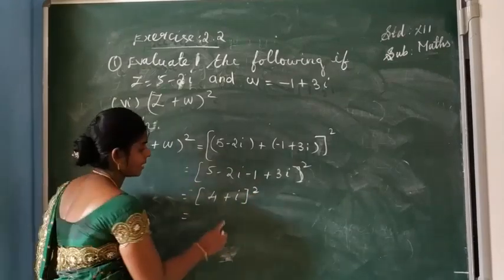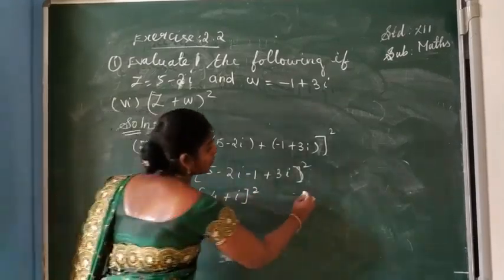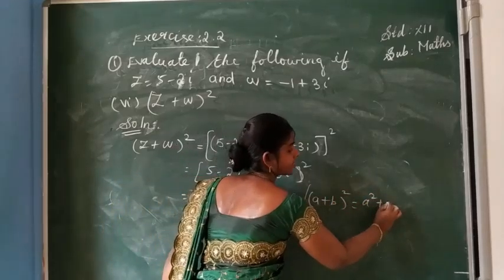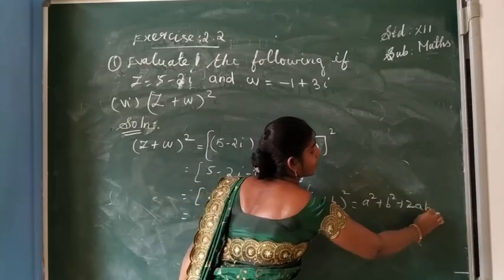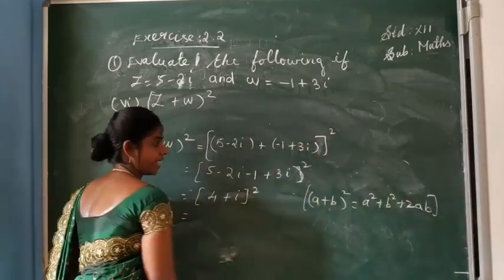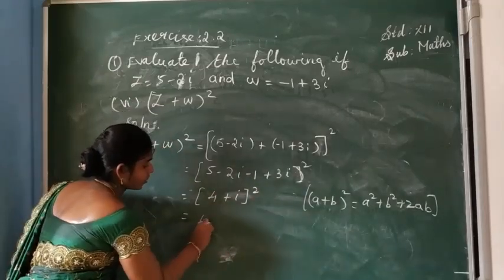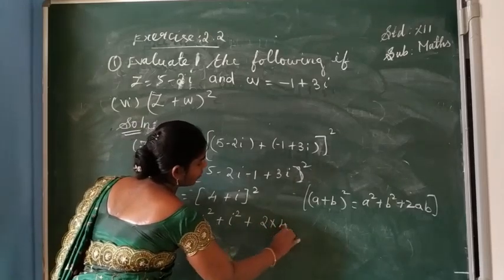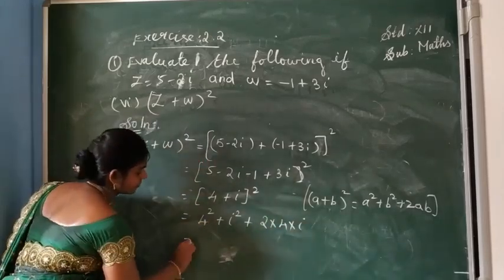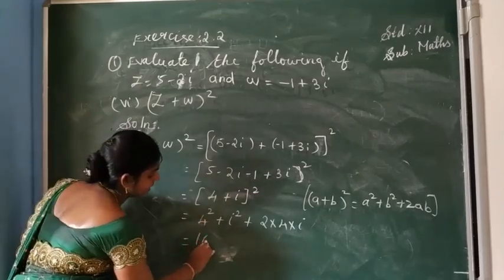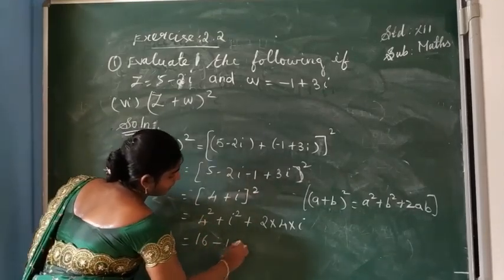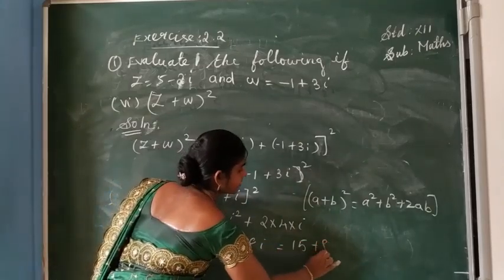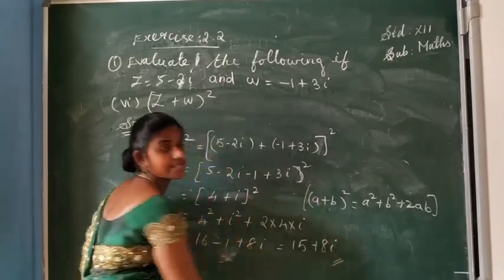That's equal to, so apply the formula A plus B the whole square formula. A plus B the whole square equal to A square plus B square plus 2AB. This is the formula. I have to apply the formula here. So 4 square plus I square plus 2 into 4 into I. 4 square, the value is 16 minus 1 plus 8I. So that's equal to 15 plus 8I. So this is the answer.